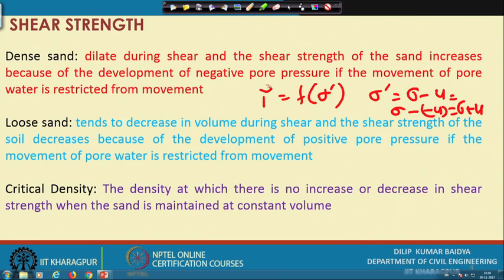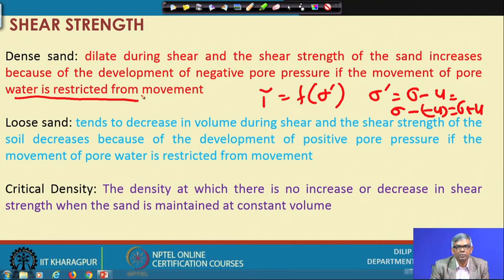And of course, movement of pore water is restricted, that is another thing. If the water movement is restricted, then only it will happen, but otherwise it will be drained. And loose sand, when you shear, the volume will decrease, and as a result positive pore pressure will develop, and the effective shear stress will be reduced, which will result in a reduction in shear strength.